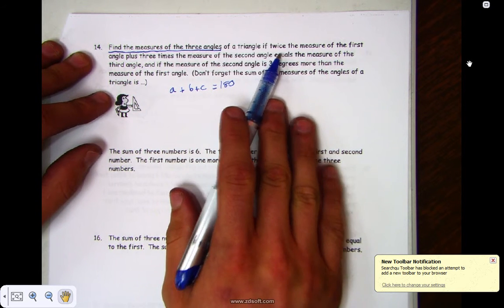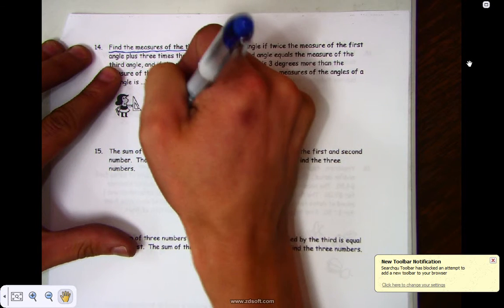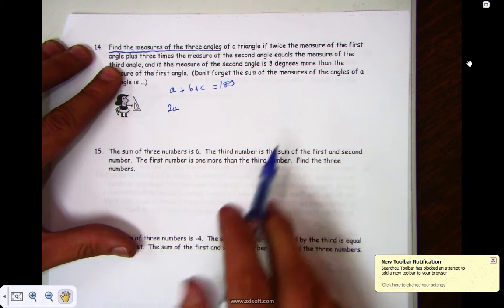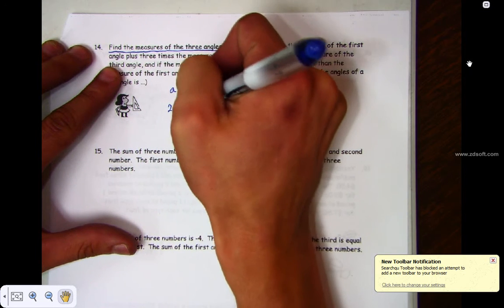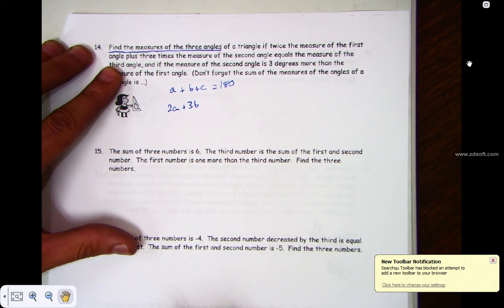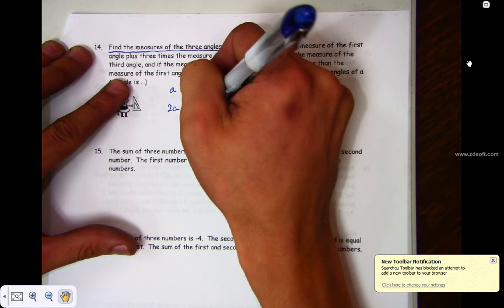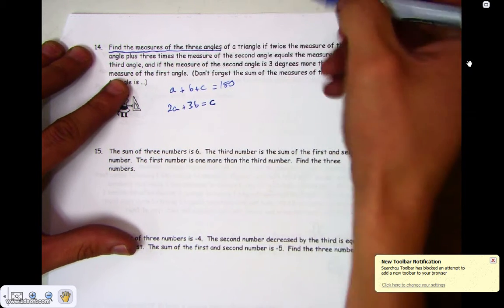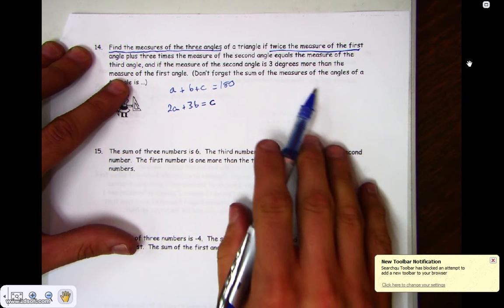Now look, if twice the measure of the first angle, that's 2 times A, which is the first angle, and then it says plus 3 times the measure of the second angle, which is B, equals the measure of the third angle. And if you're confused, that's where I got this from. Twice the measure of the first, 3 times the measure of the second, equals the measure of the third.